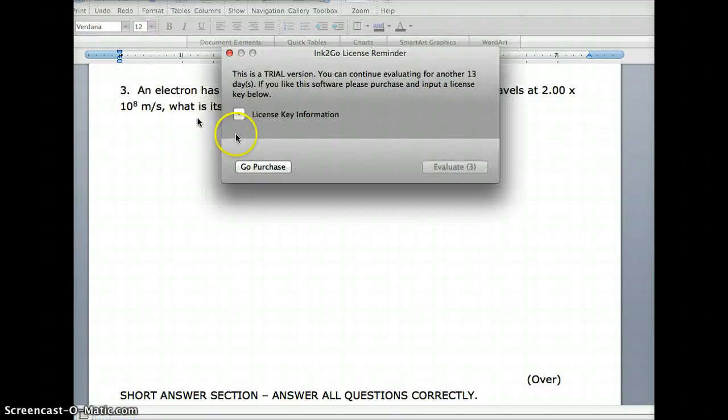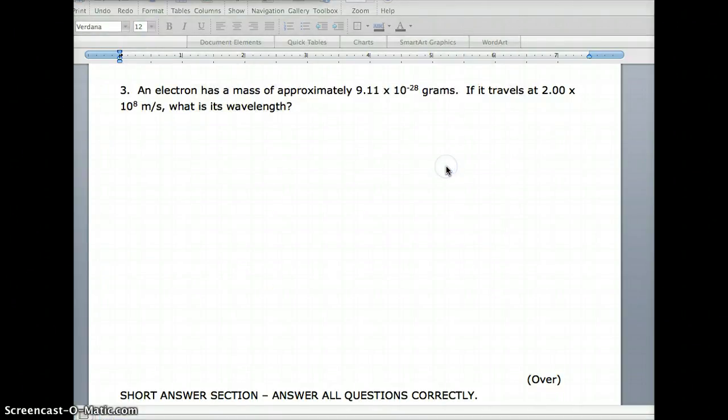Now we're in problem 3. I'm evaluating ink to go. And in problem 3, we need to find the wavelength of a piece of matter. An electron is a piece of matter. So we'd have wavelength is equal to h divided by mass times velocity. Notice that this is not new, this is a velocity.